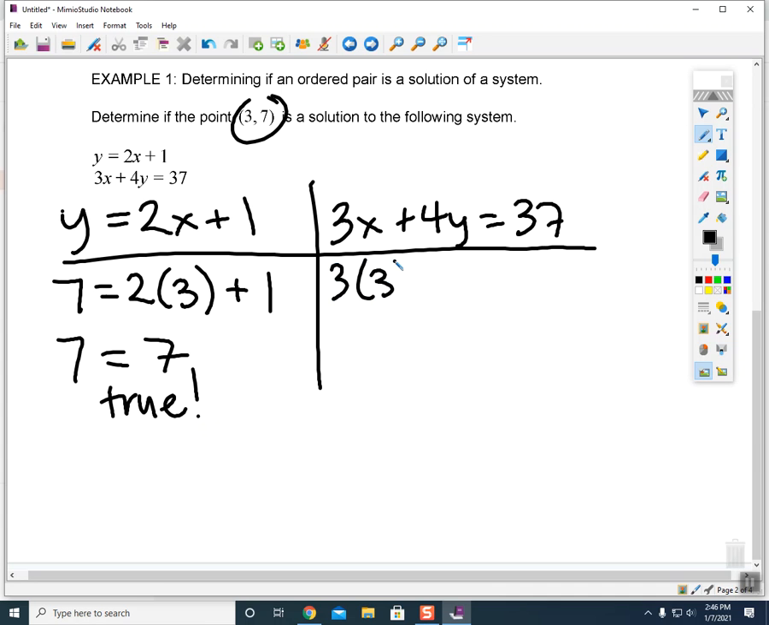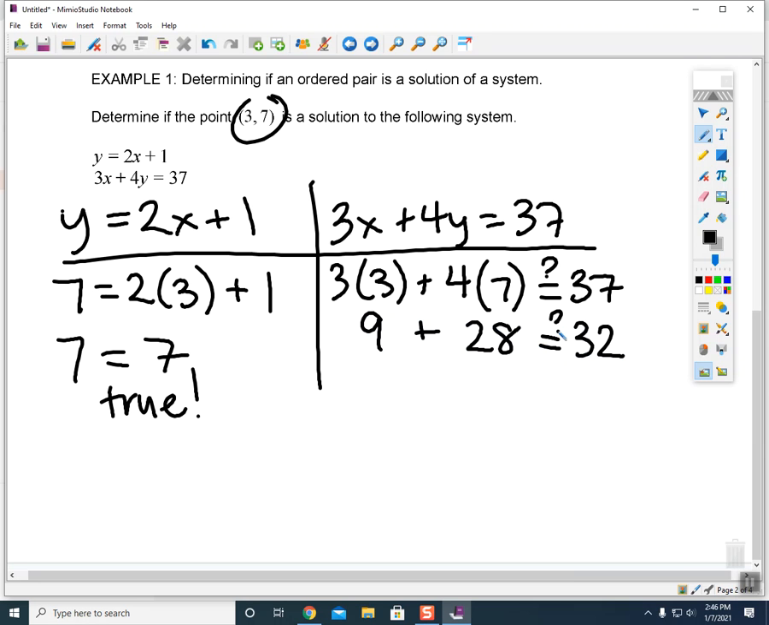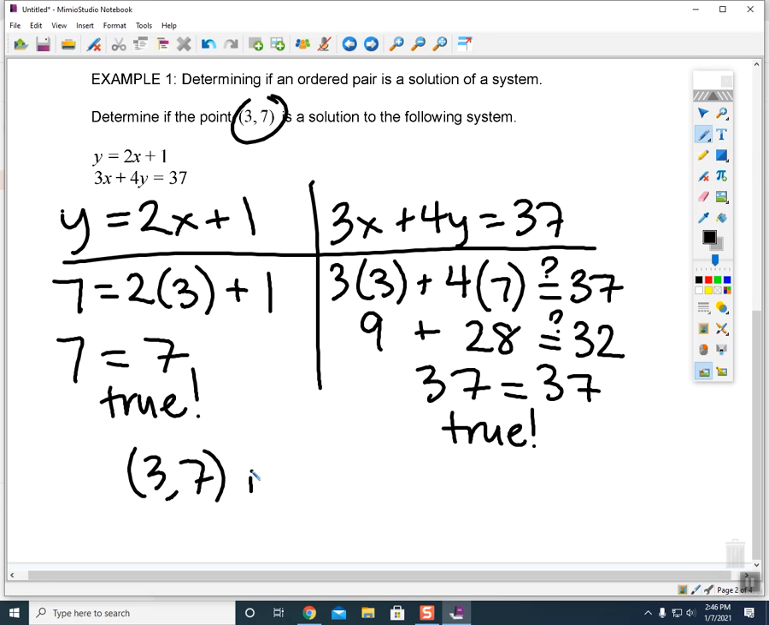3 times 3 plus 4 times 7. I want to know, does that equal 37? Well, 3 times 3 is 9. 4 times 7 is 28. 9 plus 28 is 37. 37 equals 37. This one also checks out. It is true. So (3, 7) is a solution.